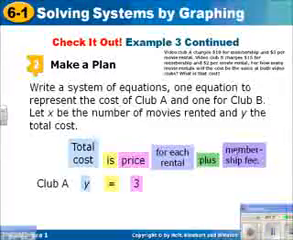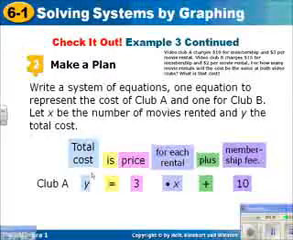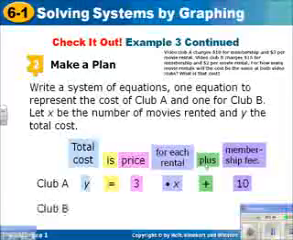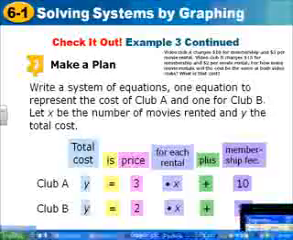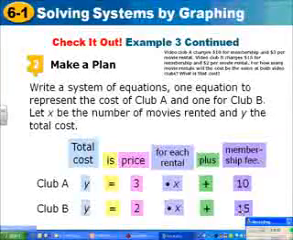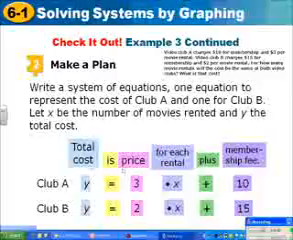So when you write your system of equations, your first one for Club A, your total cost is y, and that's going to be equal to the price for each rental, which was $3, but you don't know how many you're renting, so that's times x, plus your membership fee, which was $10. For Club B, total cost is y, and that's equal to the cost for each rental, which was $2, times how many you're renting, which is the x, plus your membership fee of $15. Then what you're going to do is graph these two equations and see where they intersect.